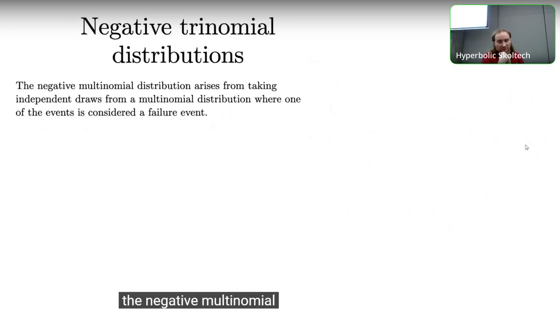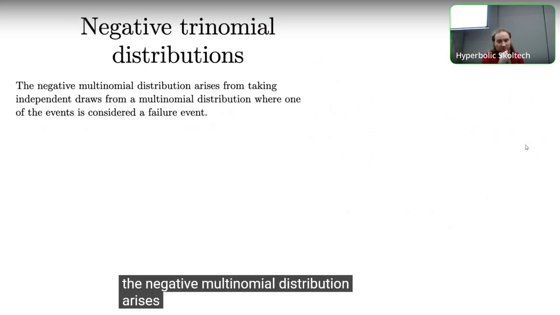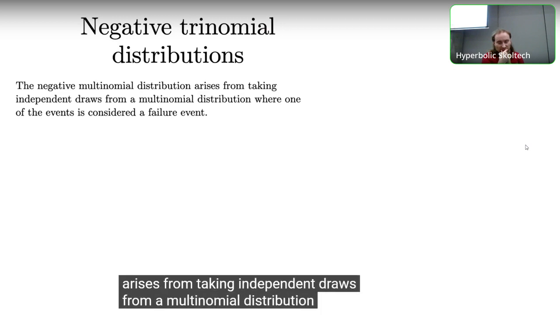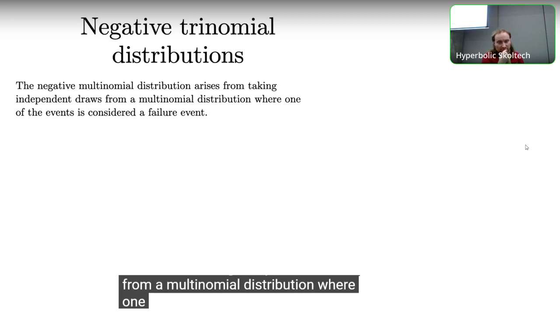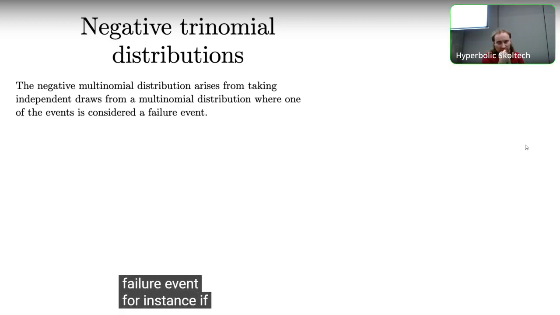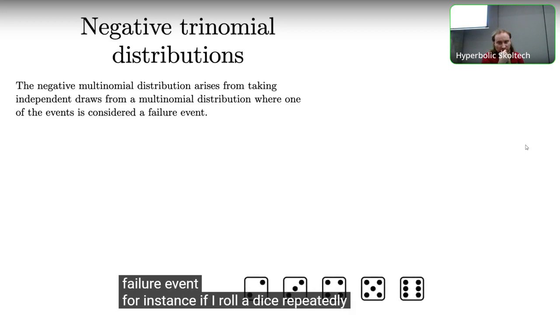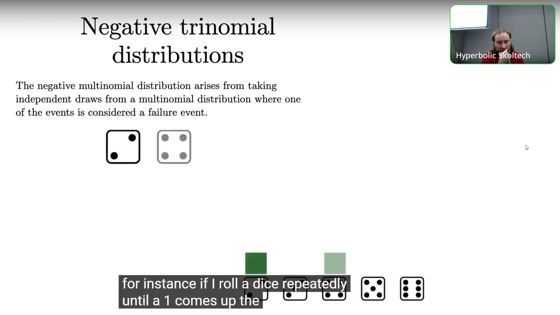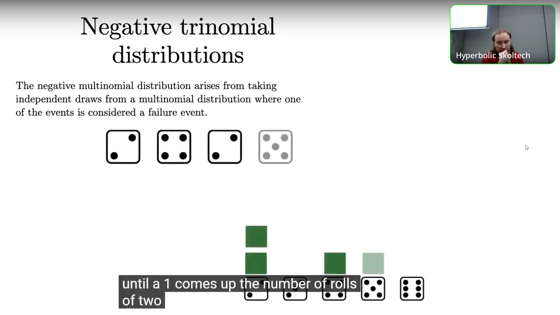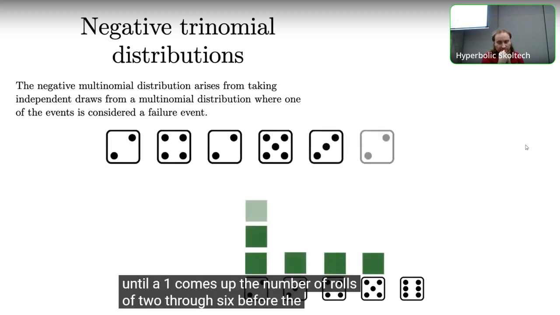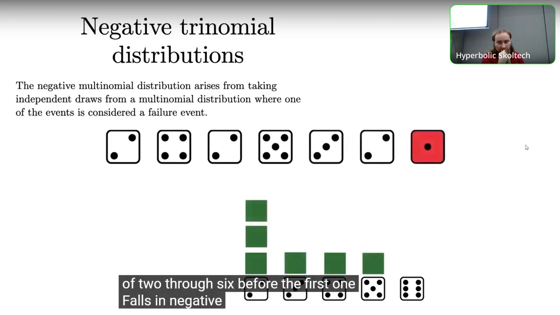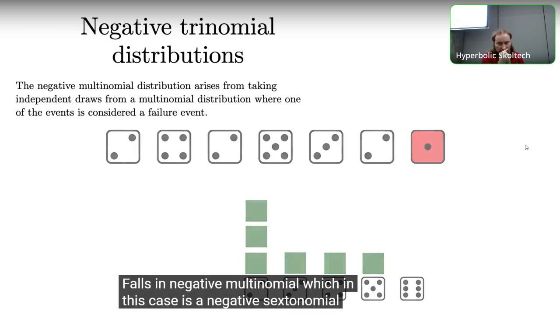The negative multinomial distribution arises from taking independent draws from a multinomial distribution where one of the events is considered a failure event. For instance, if I roll a die repeatedly until a 1 comes up, the number of rolls of 2 through 6 before the first 1 follows a negative multinomial distribution, which in this case is the negative sextinomial.